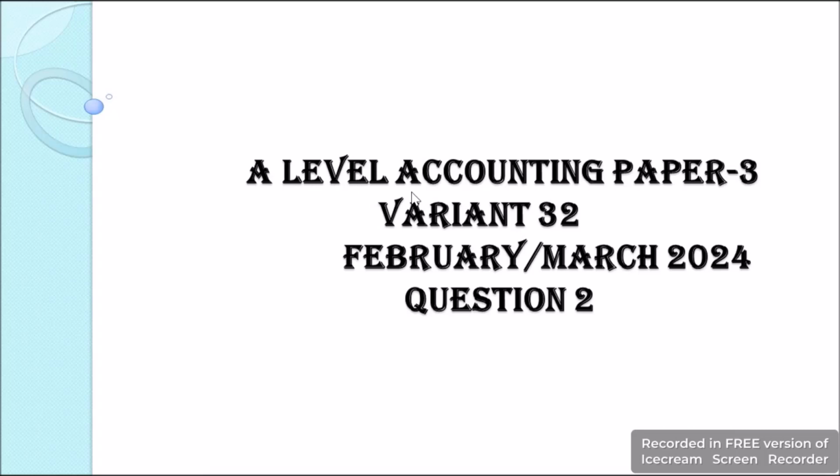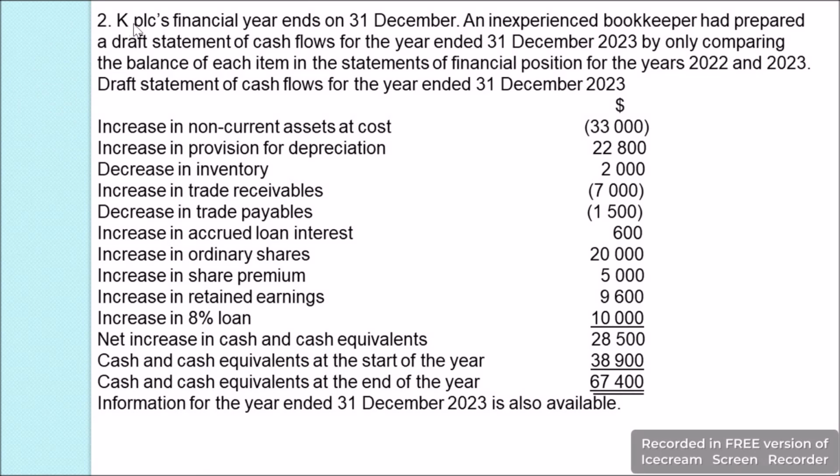In this video, we are going to do an A-level question from paper 3, variant 32, Feb/March 2024, question 2. The question states that KPLC's financial year ends on 31st December. An inexperienced bookkeeper had prepared a draft statement of cash flow for the year ended 31st December 2023 by only comparing the balances of each item in the statement of financial position for the years ended 2022 and 2023.